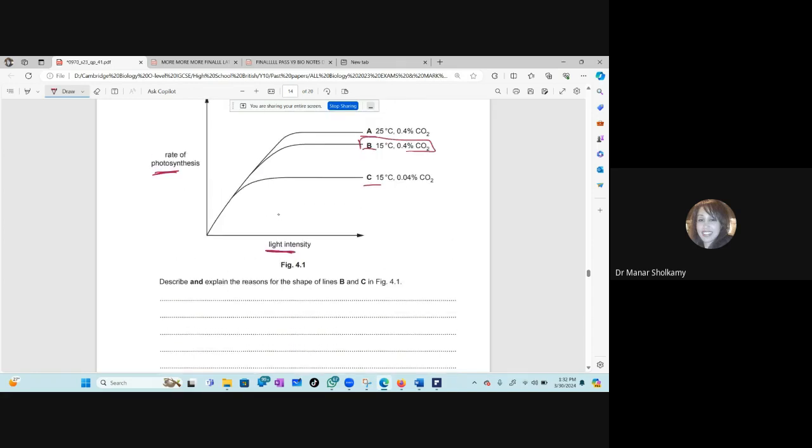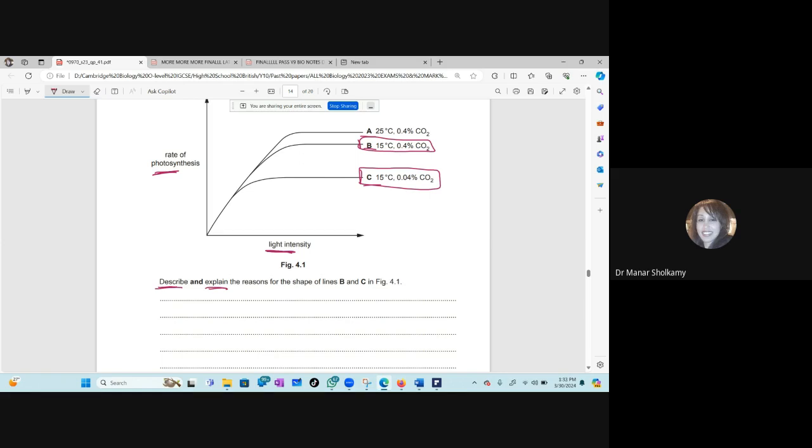Okay, unfortunately, you are not good at these questions. This is one of the questions that also came in the mock exam, the Petri dish question, and you did not explain things well either. This style of question, if you notice, can come more than once on the same exam. So here you will describe and explain the reasons for the shape of the line B and C.